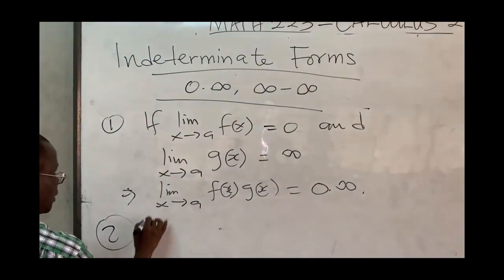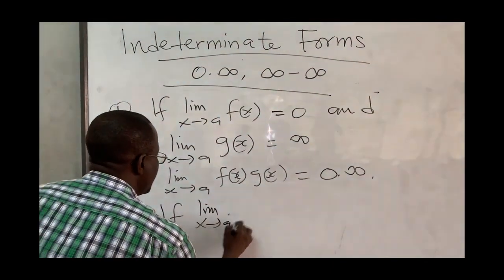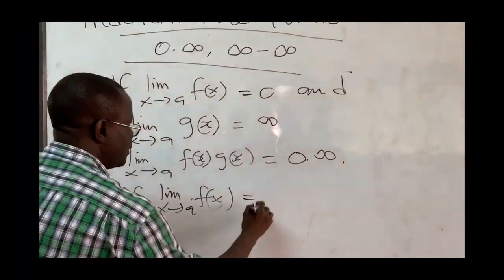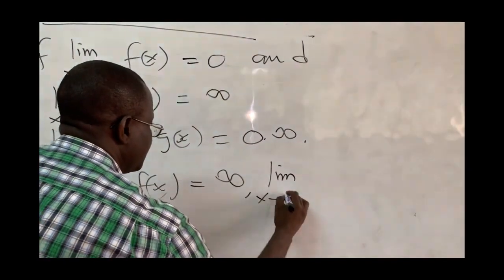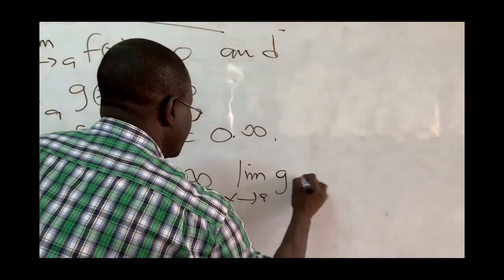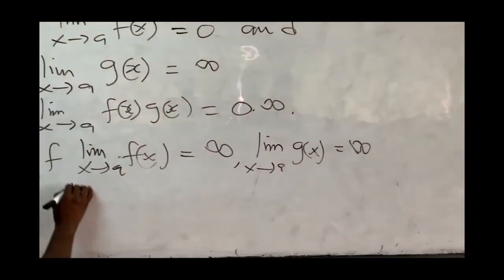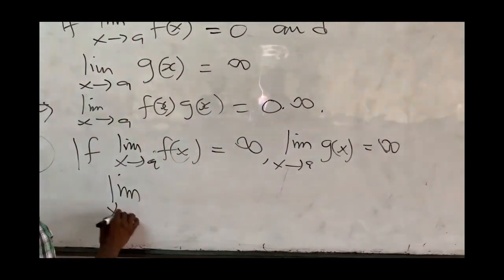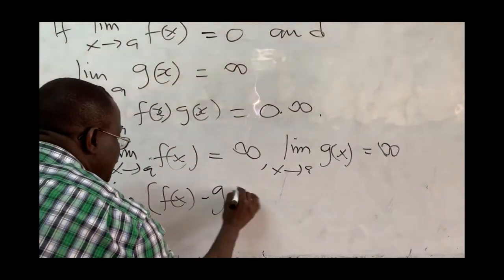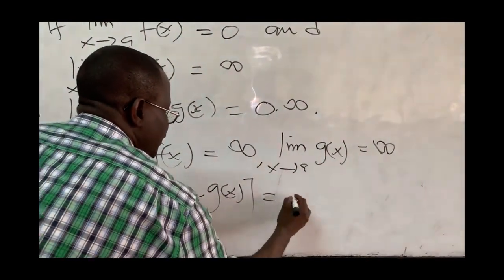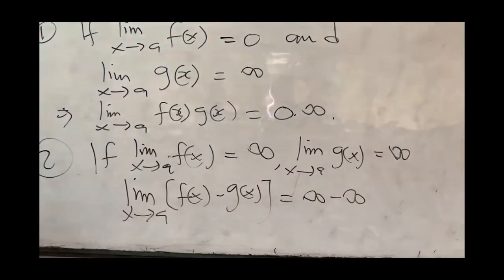Or, if the limit as x goes to a of f of x is going to infinity, and the limit of g of x is also going to infinity, then when we take the limit as x goes to a of, let's say, f of x minus g of x, we're going to have something like infinity minus infinity, and that is also indeterminate.